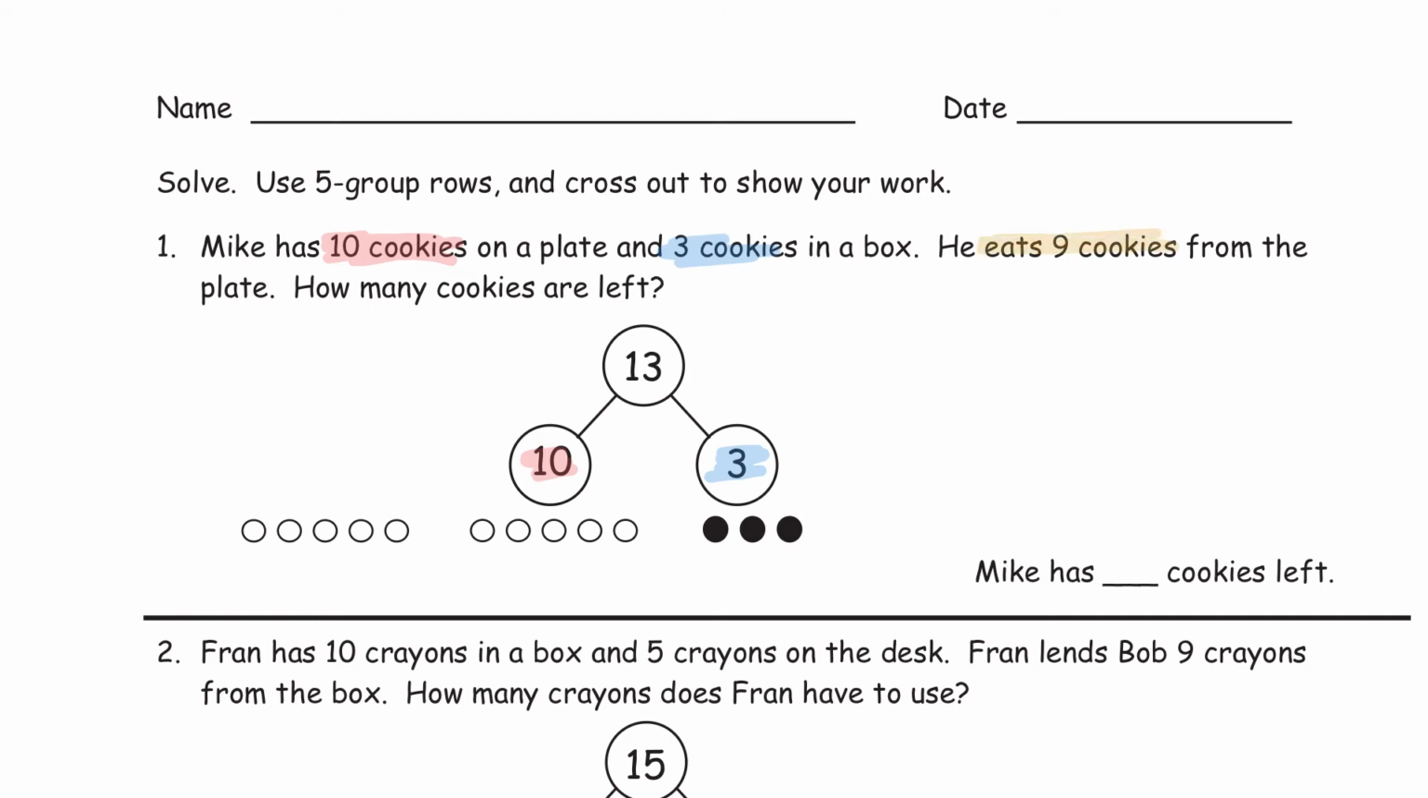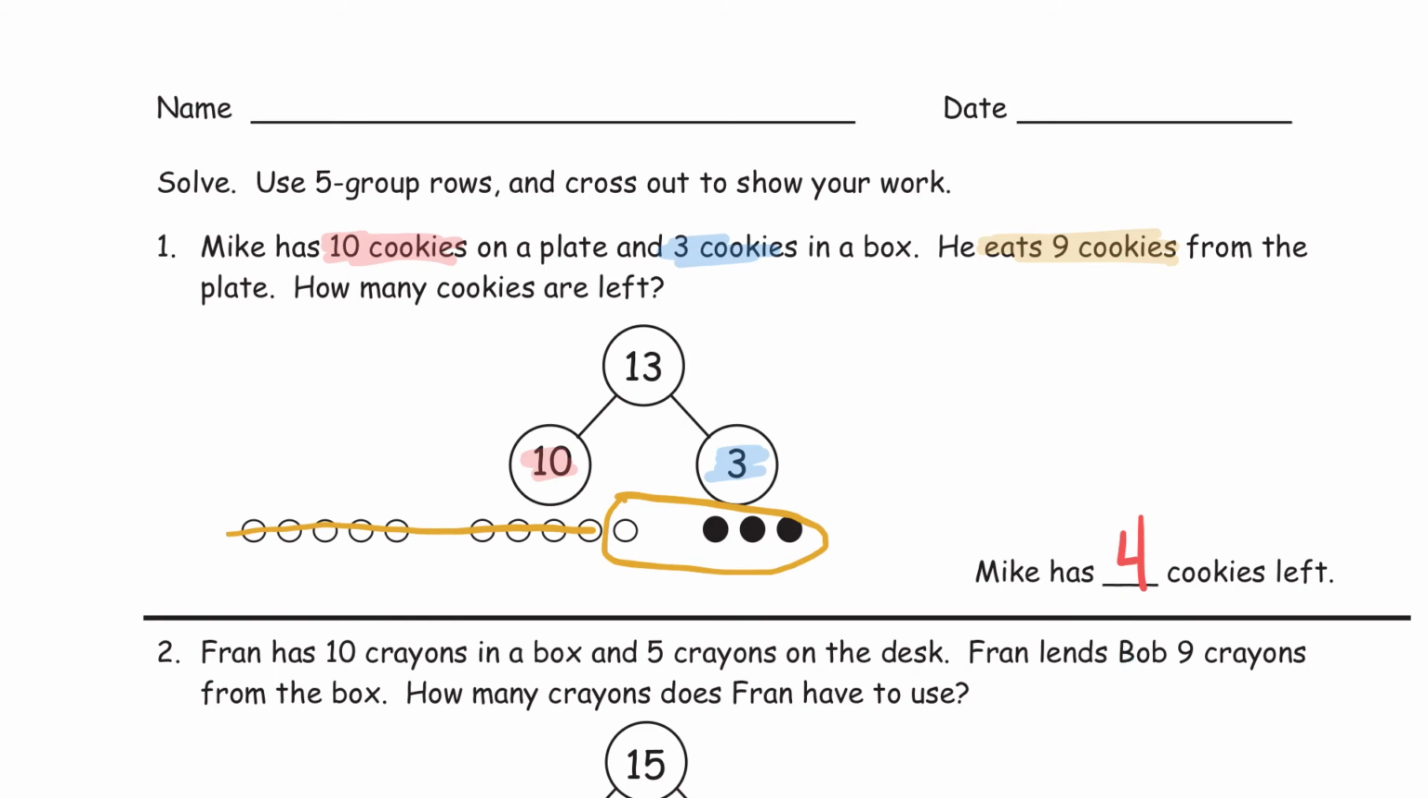He eats 9 cookies. And we know that if you're eating cookies, it's going to be subtraction because they're not there anymore. So let's cross out 9 of these cookies. So I've crossed out 9. Now I'm going to group together what I have left. And I now can look and I go 3 and 1 more is 4. So Mike has 4 cookies left.